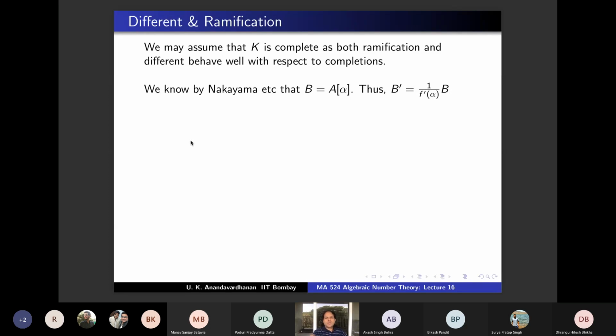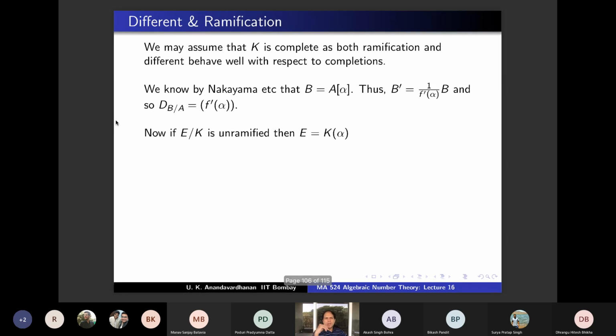Okay, and therefore what can you say about the different? The different is the inverse of this, no? So what can you say about the different? The different is generated by f prime alpha. So if B is of the form A alpha, then the different is generated by f prime alpha.